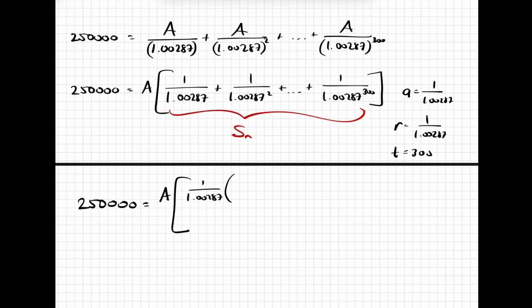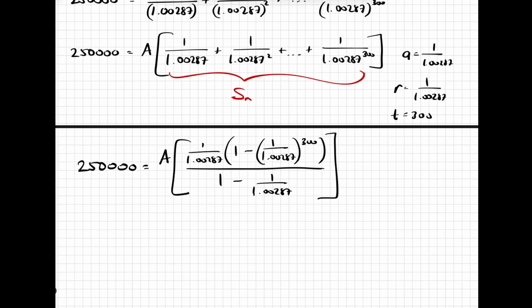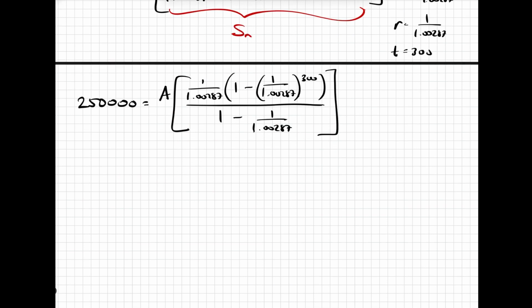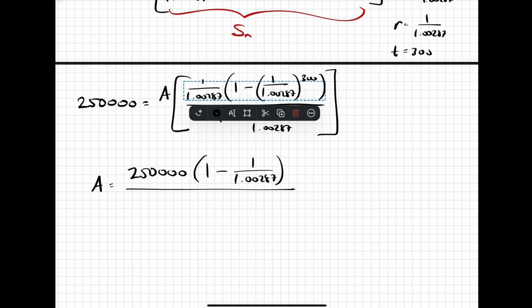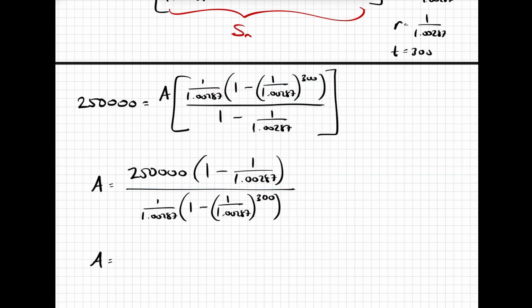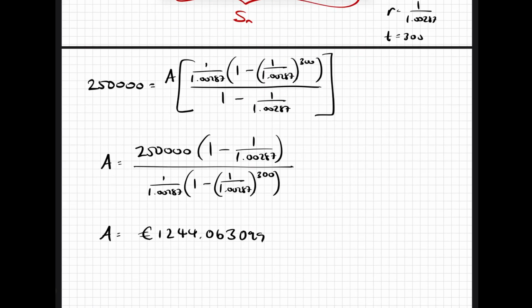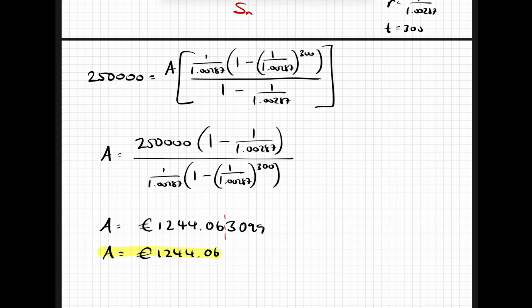So plug in your a, your first term, your r to the power of n, or t here, but t is 300. Again, multiply both sides by this guy on the bottom, and then divide both sides by whatever's on top here, and you get down to here. Let's plug it in and find out. And I get this to be 1244.063 and some change. Check the question. It said to the nearest cent again, so perfect.